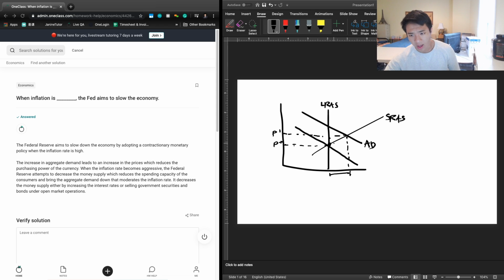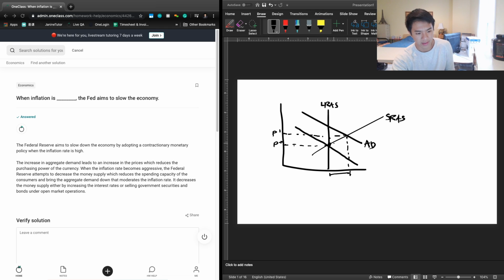The Federal Reserve is going to want to slow down the economy when we have an expansionary gap, and that is defined by high inflation due to larger than long-run possible aggregate demand. So the Federal Reserve is going to aim to slow down the economy in that scenario, when inflation is high.